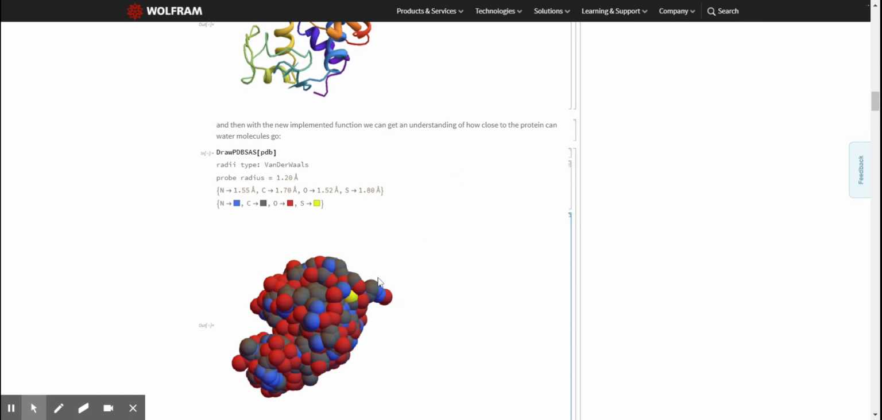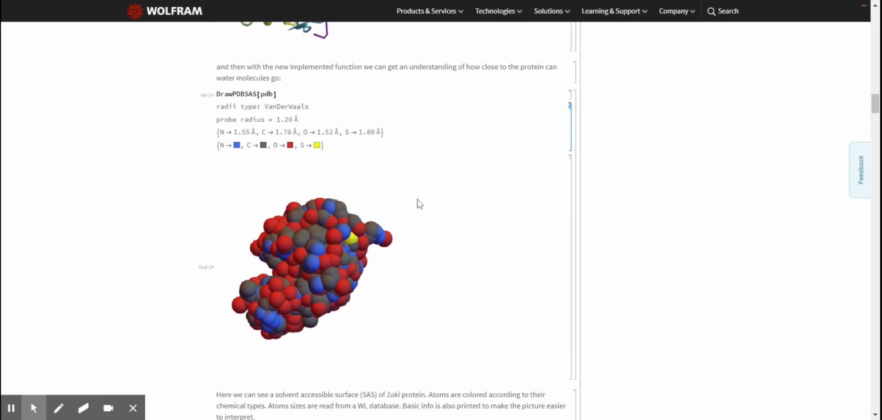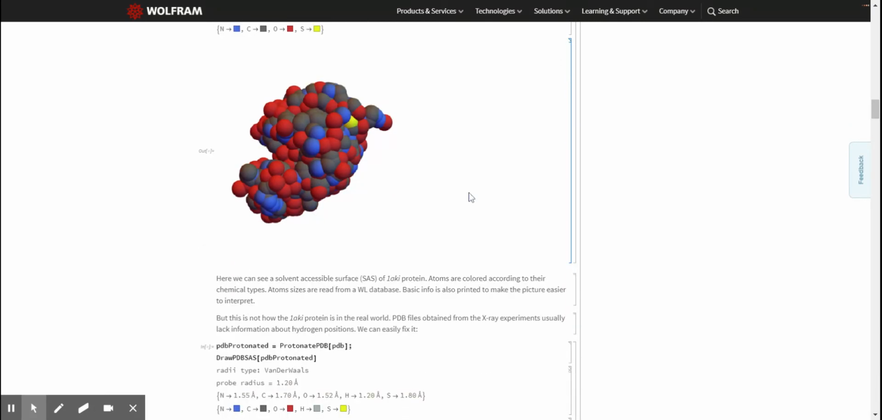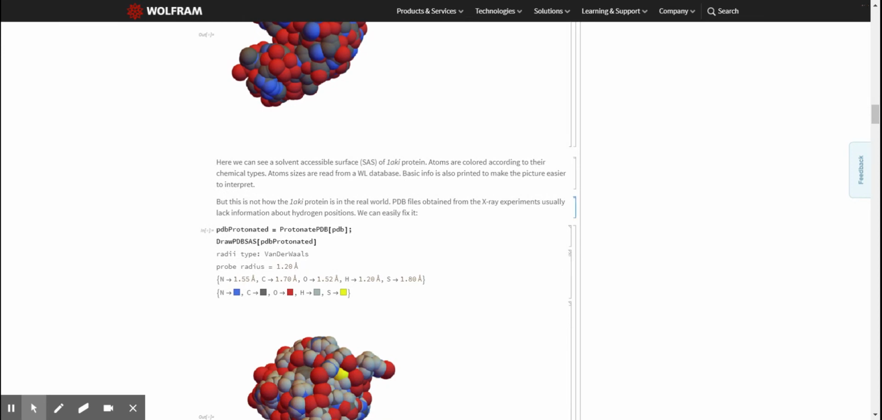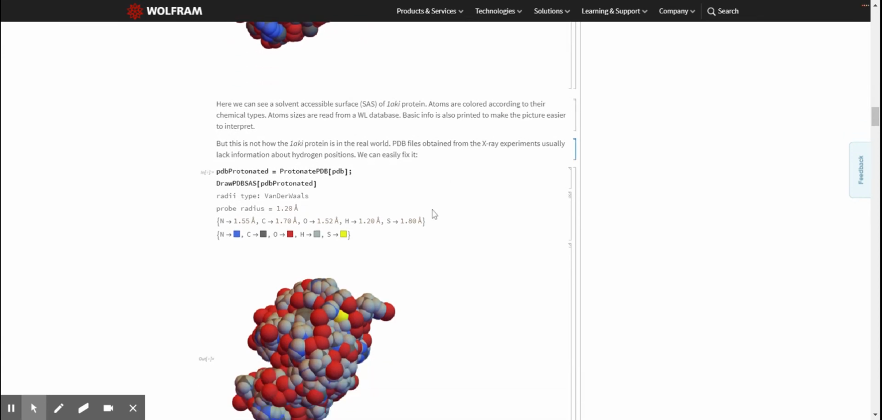And, well, it looks fine, but with one exception: there are no hydrogens, and that's not a coincidence, because usually PDB files from the Protein Data Bank lack hydrogens, and now there is a way to fix it in the Wolfram Language. It's a function in my package.